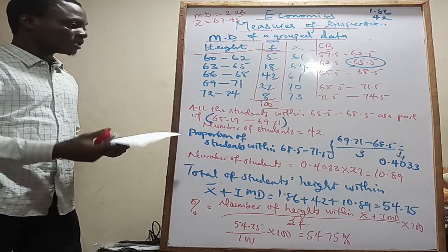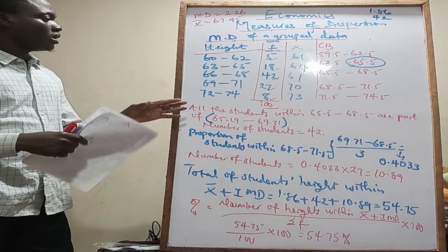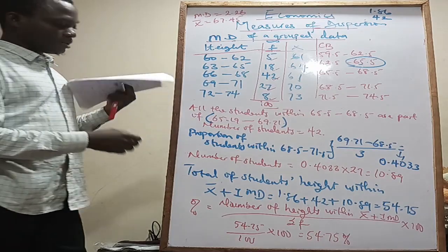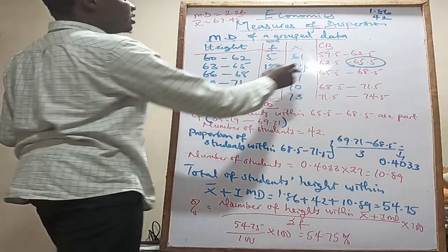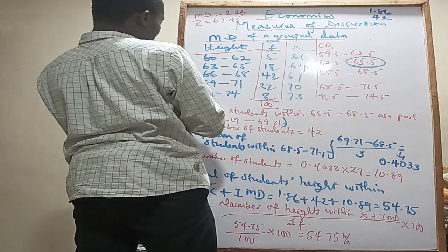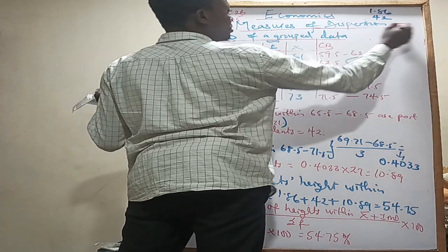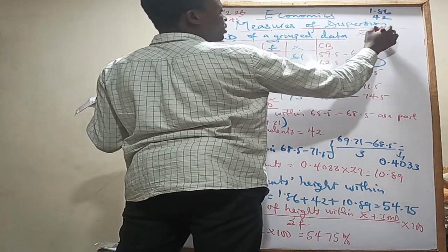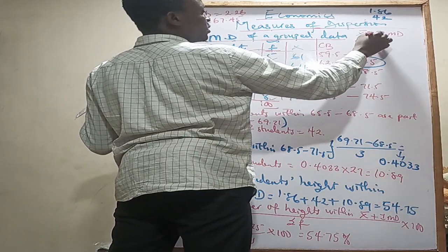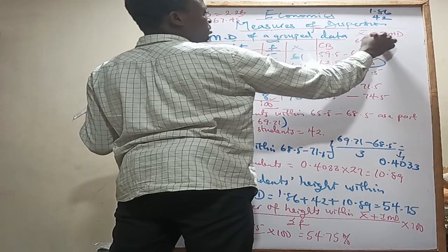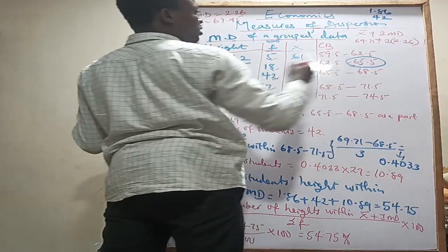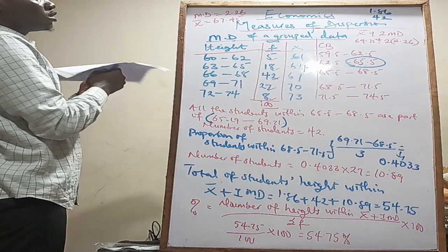So again, for you to understand it very well, look at the second question. It says you do the same thing for bar x plus or minus 2 mean deviations. So what you are doing is 64.75 plus or minus 2 times the mean deviation of 2.26. When you do that, that's going to be 5.52.